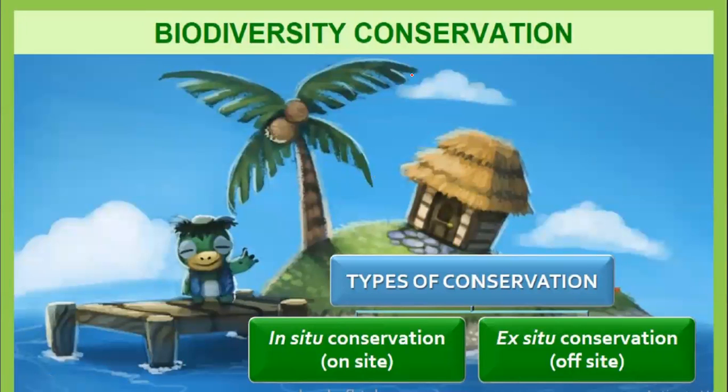So moving on to the last topic of biodiversity and conservation, that is the types of conservation. Mainly, we could say that there are two different types of conservation. First one is in-situ conservation. Second one is ex-situ conservation. What are they? In-situ conservation and ex-situ conservation.